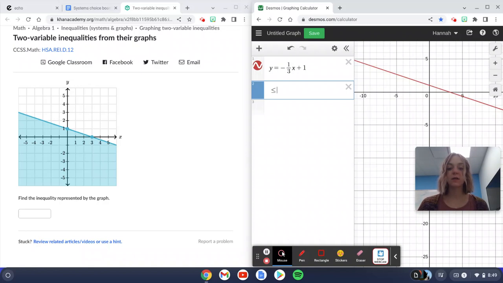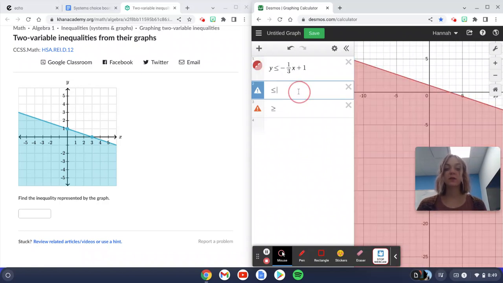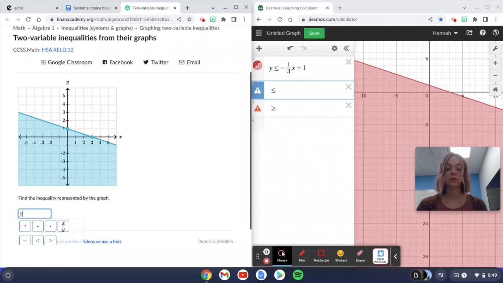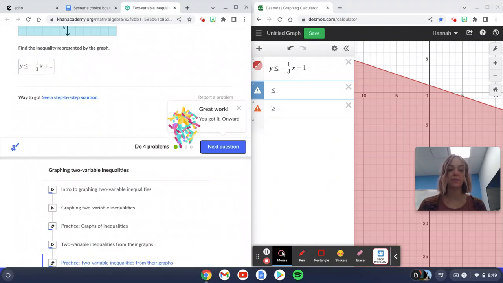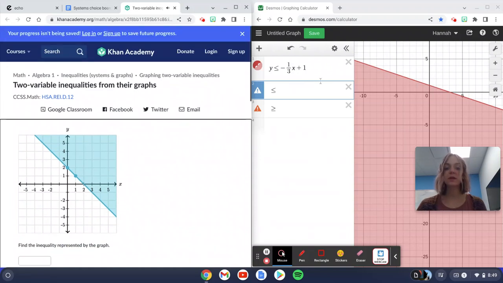Now, since it's a solid line, it has to be one of these two inequality signs. So you can just pick one and see which one gives you the correct shading. I picked the first one. It happened to be correct. So it's going to be y is less than or equal to negative 1 over 3x plus 1. We'll do another one of these.